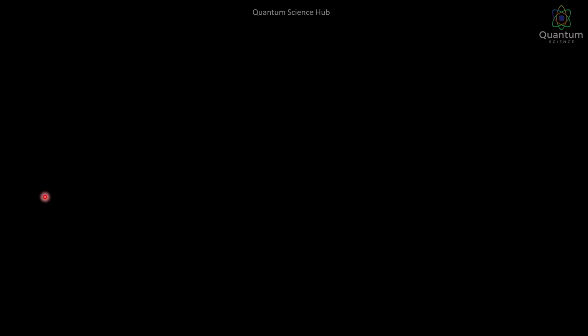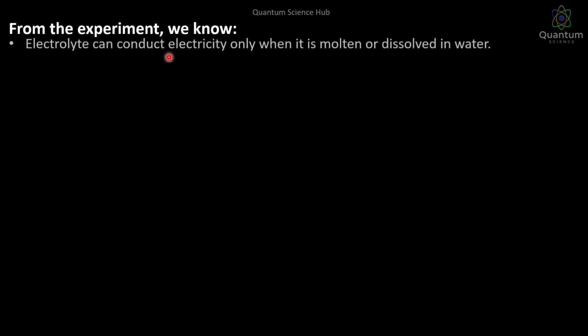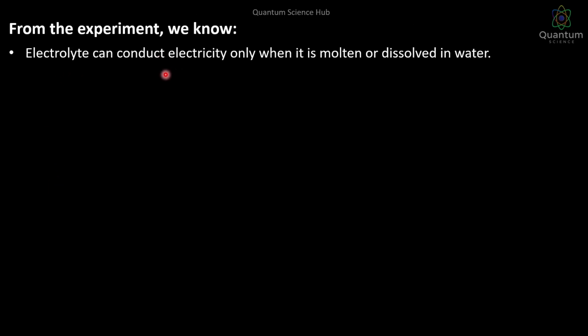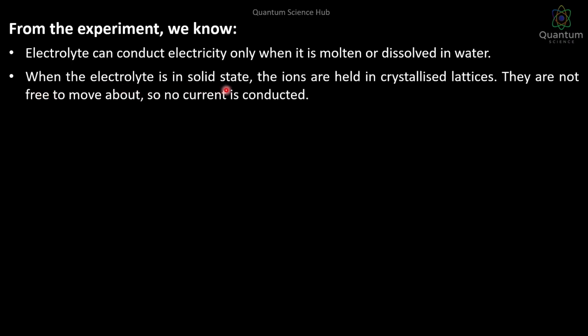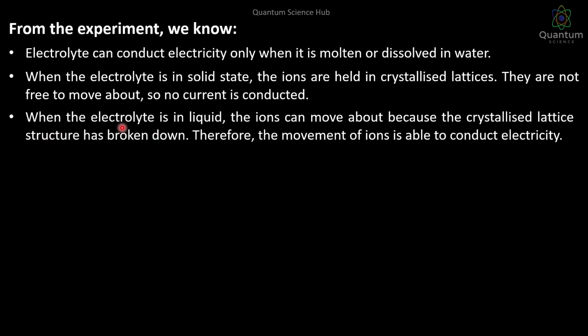Okay? From the experiment, we know that an electrolyte can conduct electricity only when it is molten or dissolved in water. So that means it should be in a liquid state, right? When the electrolyte is in solid state, the ions are held in crystallized lattices. They are not free to move about, so no current is conducted. But when the electrolyte is in liquid, the ions can move about because the crystallized lattice structure has broken down. Therefore, the movement of ions is able to conduct electricity.